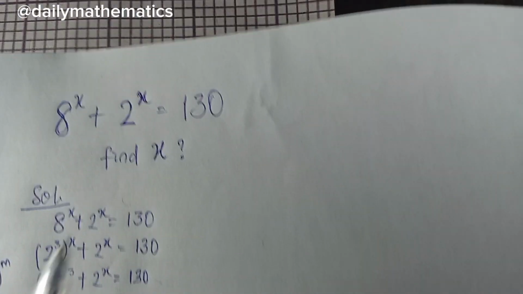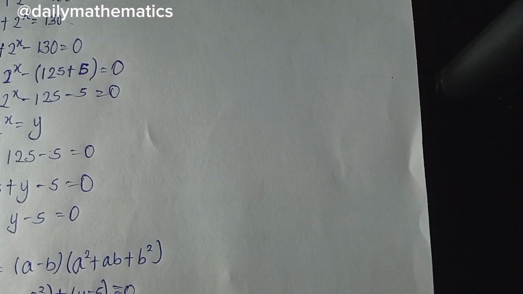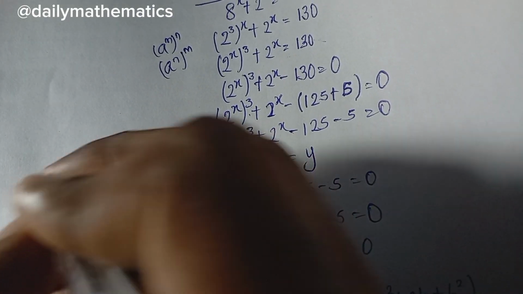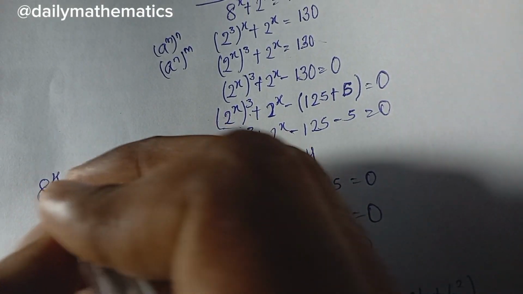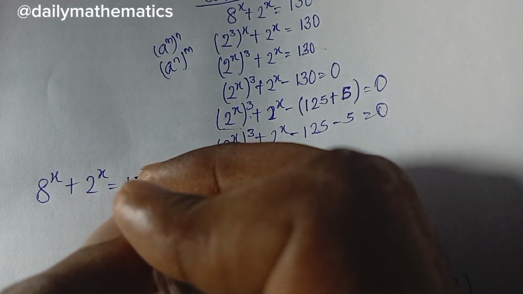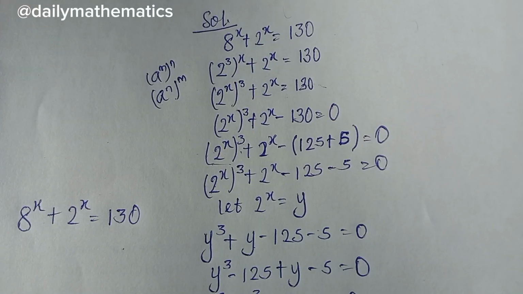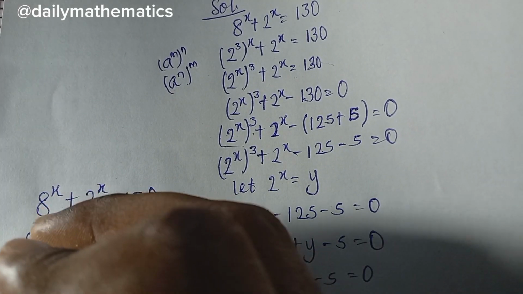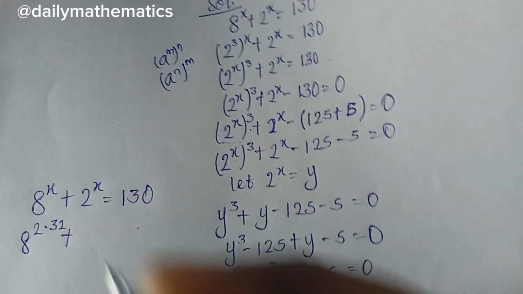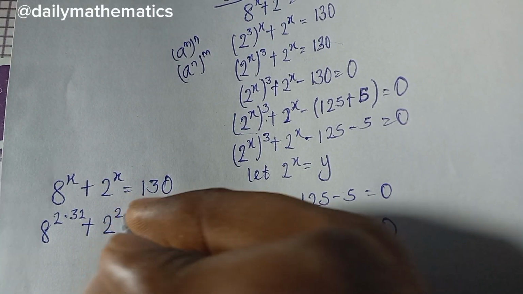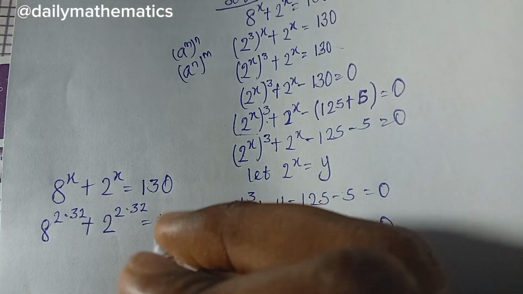The original equation was 8 raised to the power of x plus 2 raised to the power of x equals 130. So from here we can bring it over here. So from here we have 8 raised to the power of x plus 2 raised to the power of x equals 130. So remember, x equals 2.32 that we got here. So we have 8 raised to the power of 2.32 plus 2 raised to the power of 2.32, then equals 130.